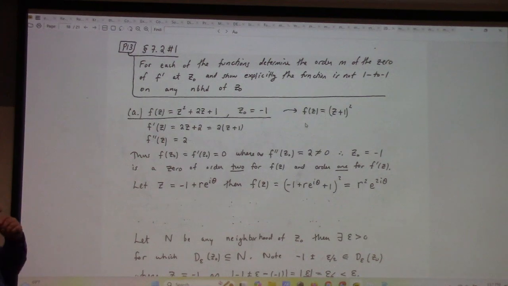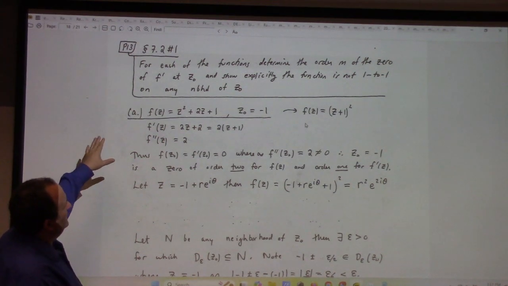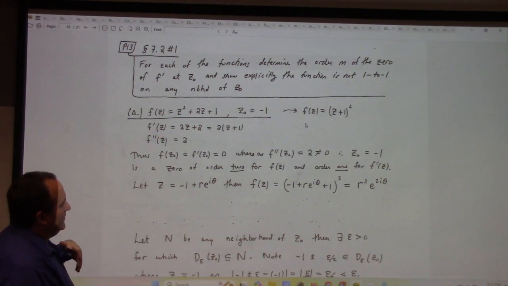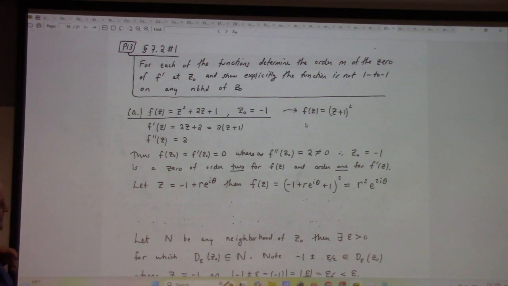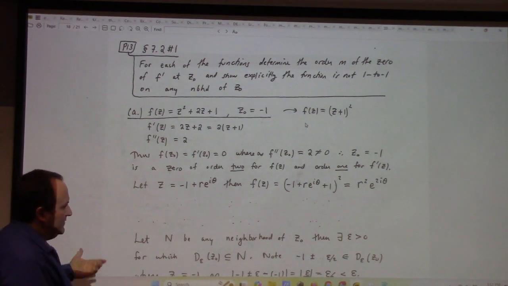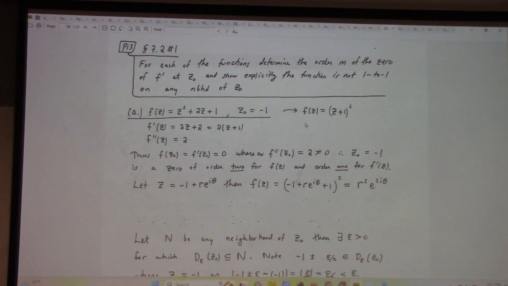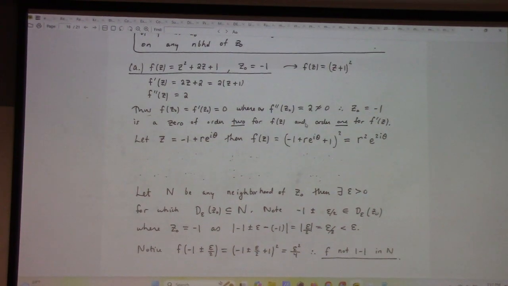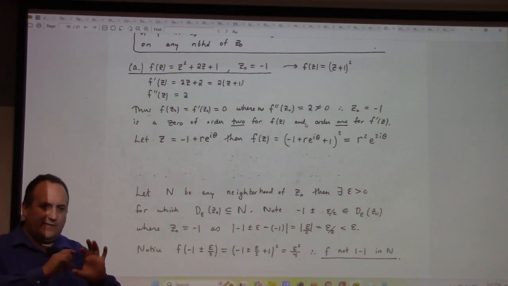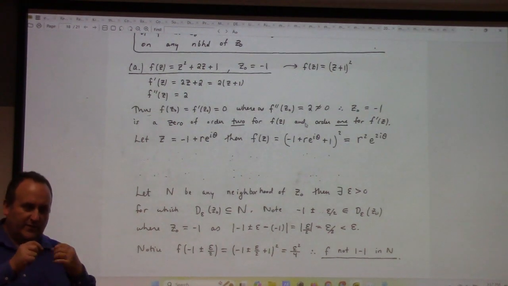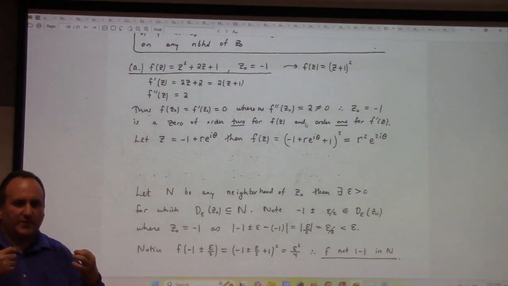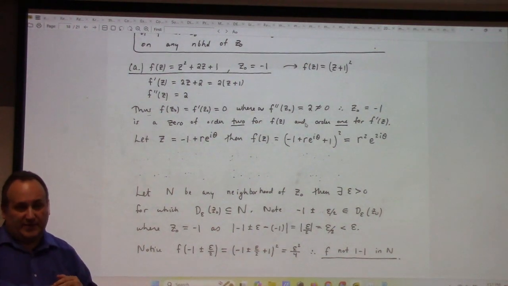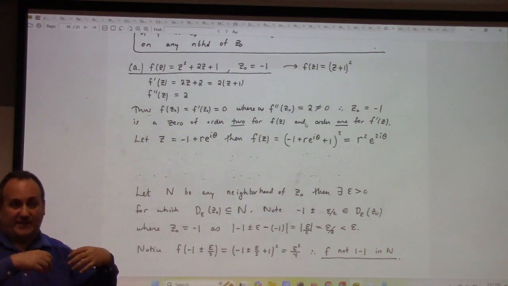Order 0. There's some stuff about showing the function's not one-to-one. Those are interesting questions, so you should look at my solution so that you could answer such a thing if I was to put it on. After all, it was on the quiz, so it's possible. To show that it's not one-to-one in any neighborhood, I need to take an epsilon ball around the point and show that there are points in that epsilon ball which give the same output for different inputs. That shows it's not one-to-one.